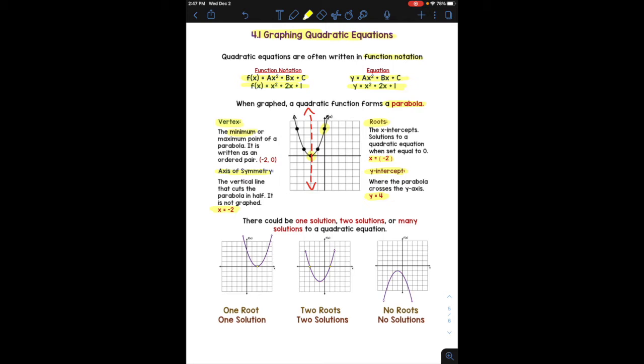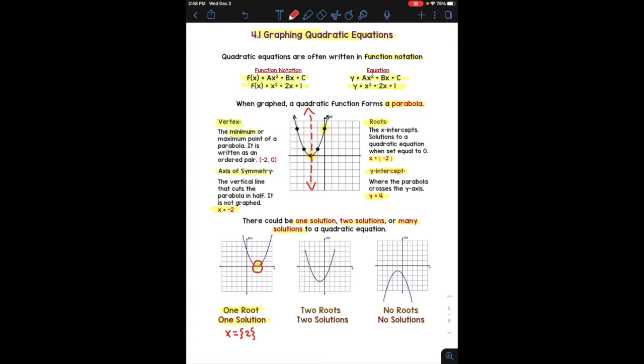As I quickly mentioned when I was talking about roots, there could be one solution, two solutions, or no solutions to a quadratic equation. We could find these solutions by graphing a quadratic equation and seeing how many roots it has. For example, the first graph touches the x-axis once, as does our example we just saw above. So there is one root, therefore we would have one solution. That solution would specifically be x equals 2 because that is exactly where the parabola touches the x-axis.